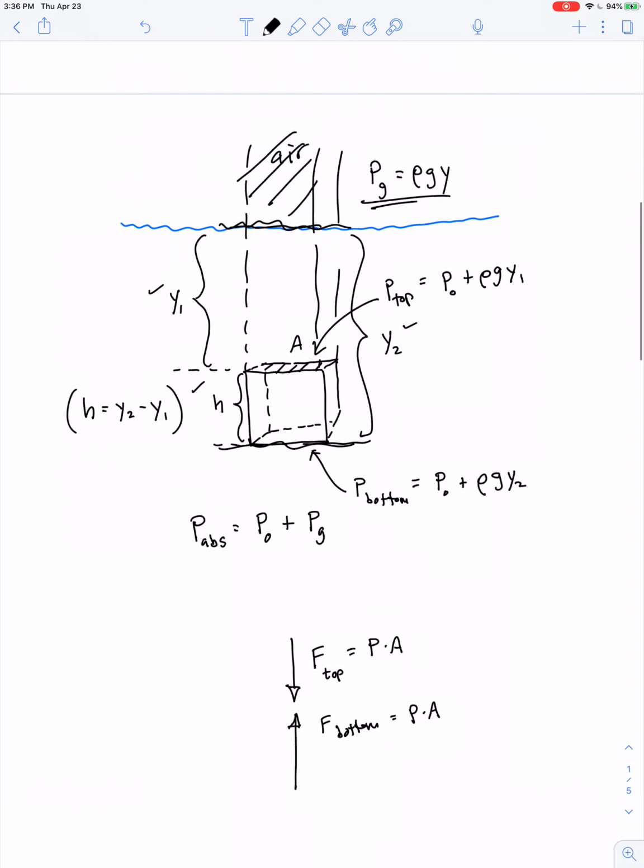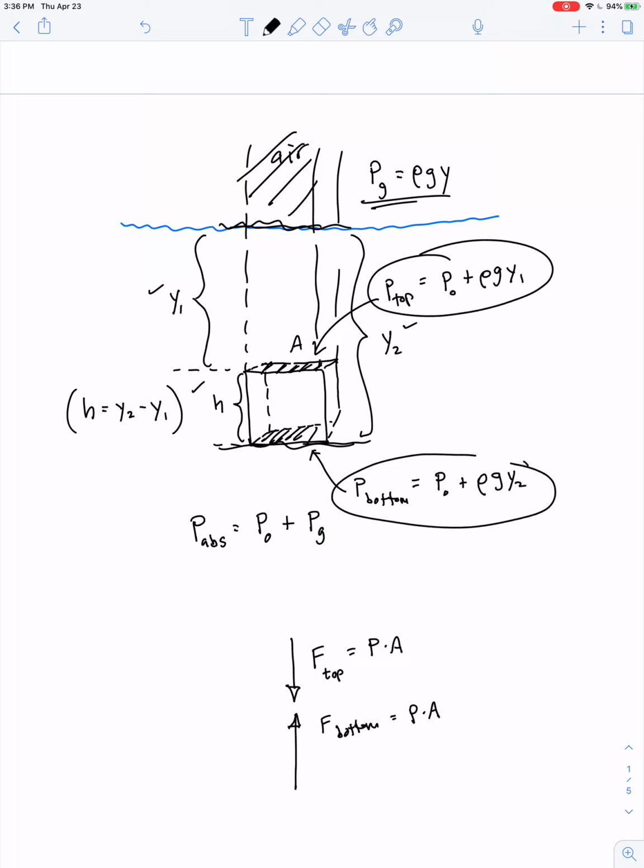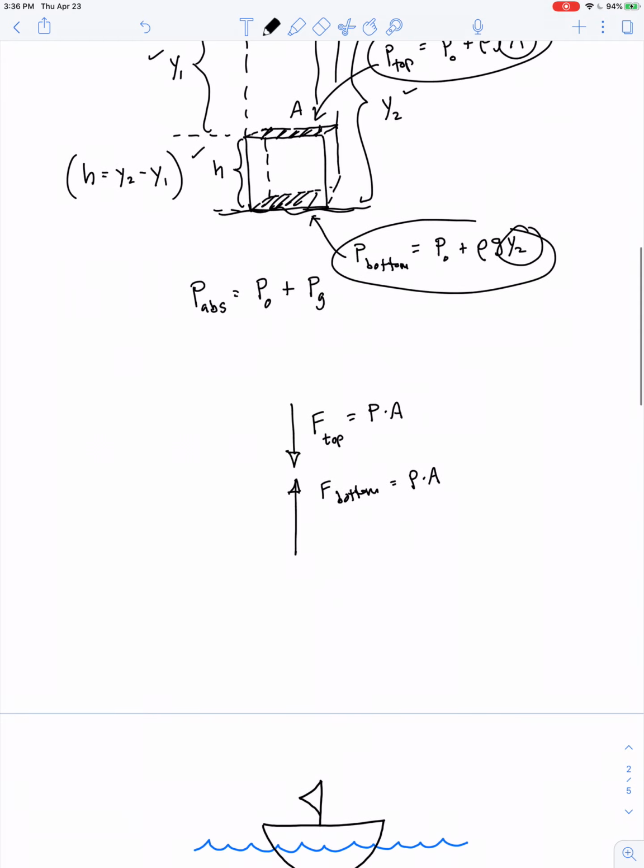Well, the area of the bottom surface is the same as the area of the top surface, but the pressure at the bottom is greater than the pressure at the top because y number 2 is deeper than y number 1. So the net amount of force should be equal to the force at the bottom minus the force acting at the top, and that's an overall net force that pushes upward on this block.